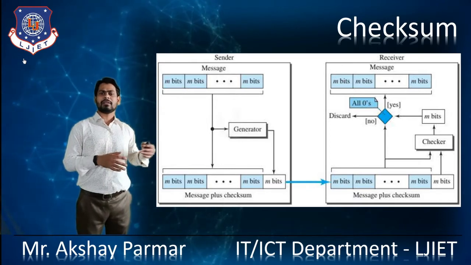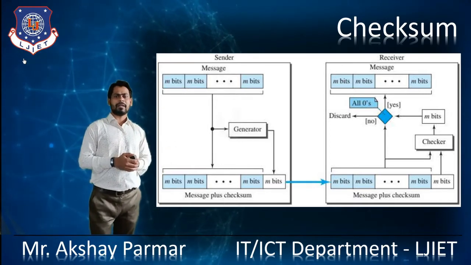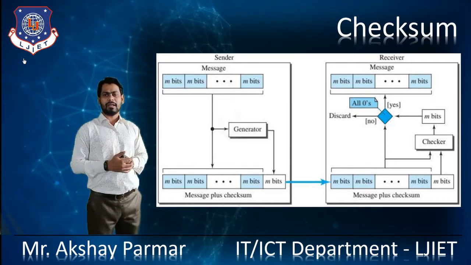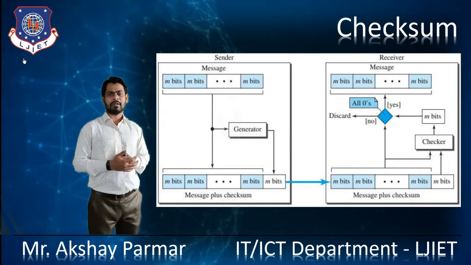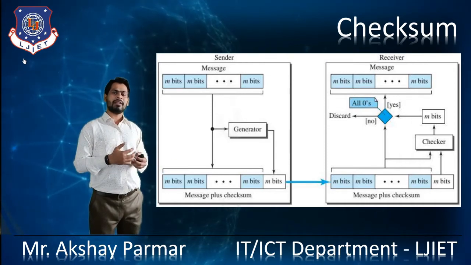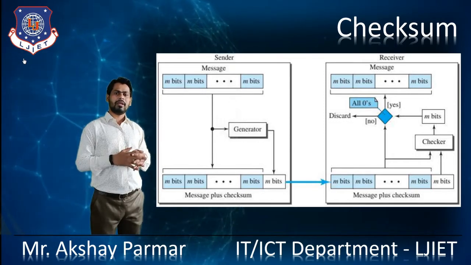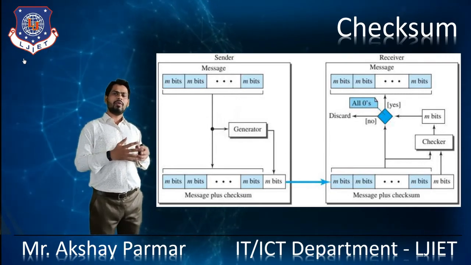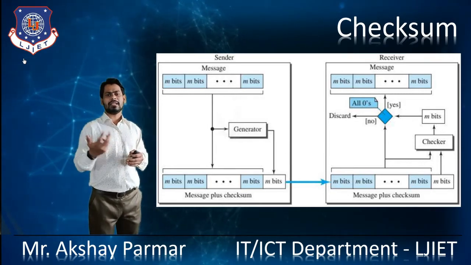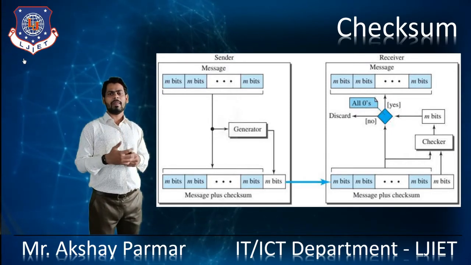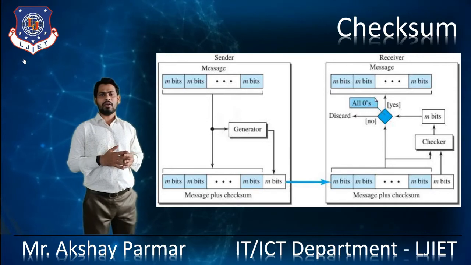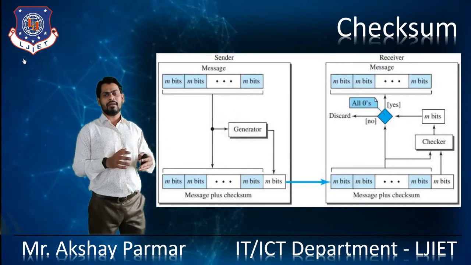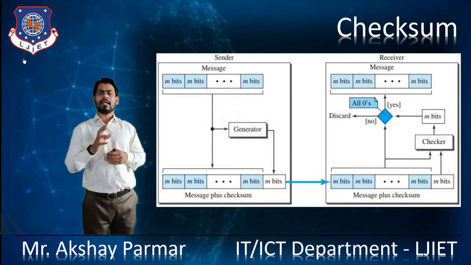The message plus checksum is sent to the receiver end through the transmission media. If an error occurs during transmission, it can vary the checksum and the data. At the receiver end, the whole data plus checksum is received and given to the checker, which checks the m bits. If all bits are 0, then we can say that no error occurred during the transmission. So we can simply discard the checksum from the received data, and we get the actual data.